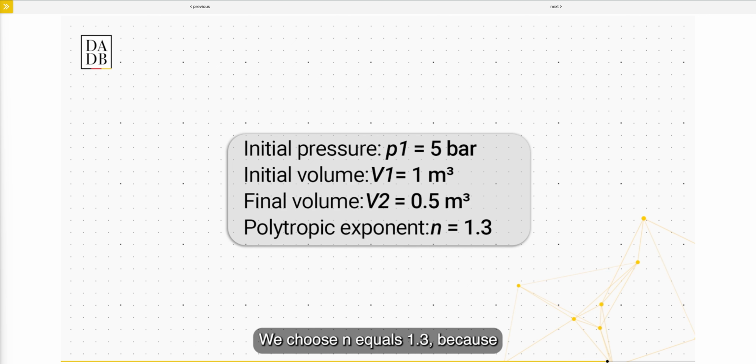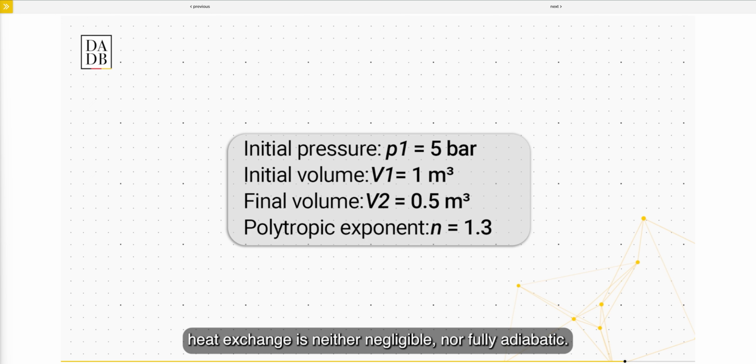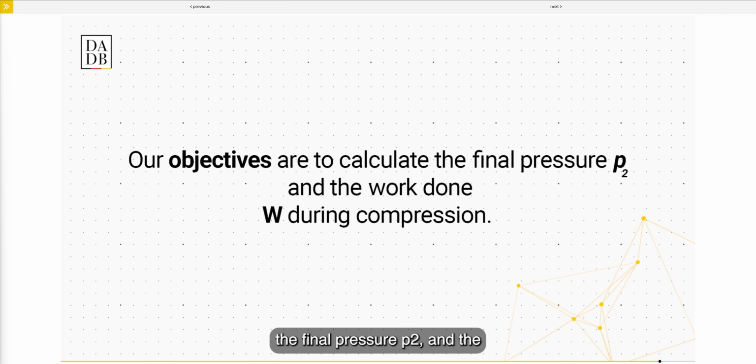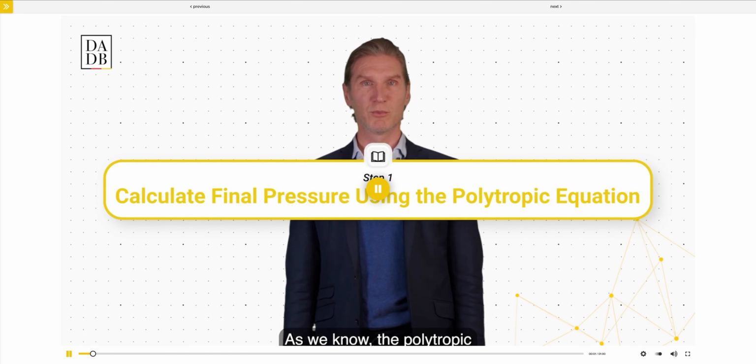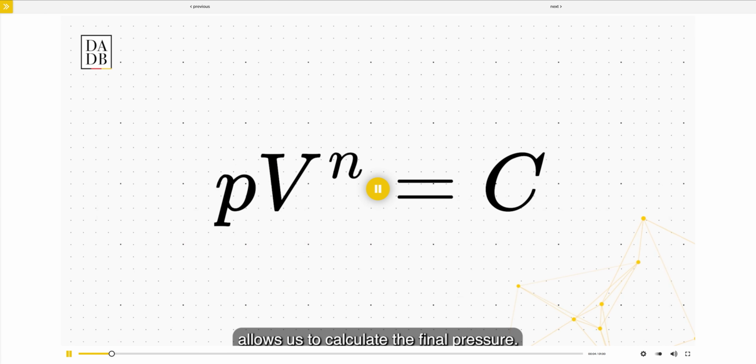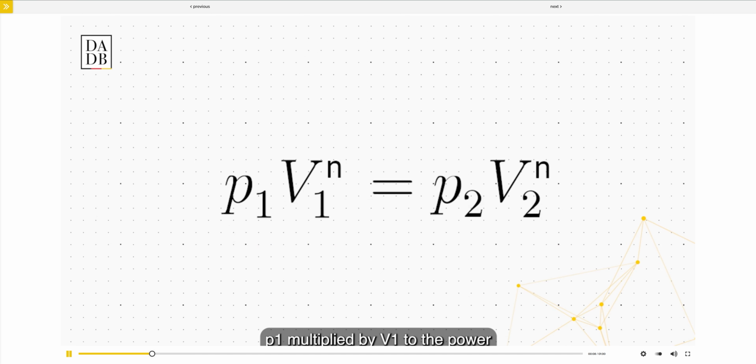We choose N equals 1.3 because heat exchange is neither negligible nor fully adiabatic. Our objectives are to calculate the final pressure P2 and the work done, W, during compression. As we know, the polytropic equation, PV^N equals constant, allows us to calculate the final pressure. We start with P1 multiplied by V1 to the power of N is equal to P2 multiplied by V2 to the power of N. Rearrange the equation to solve for P2.